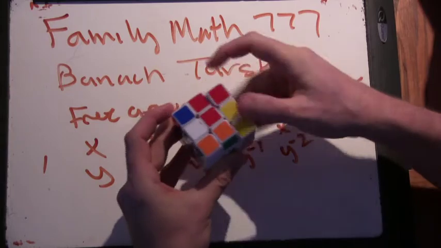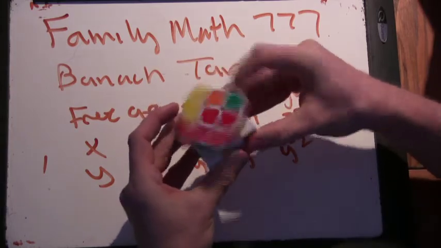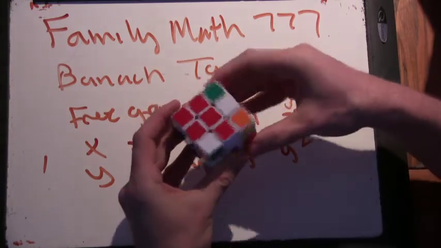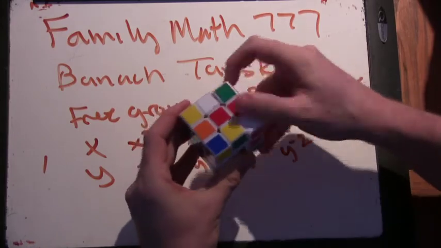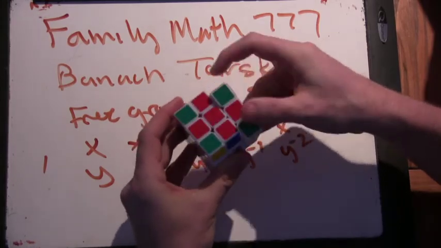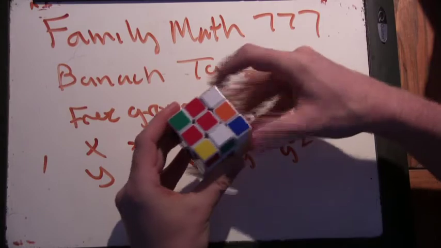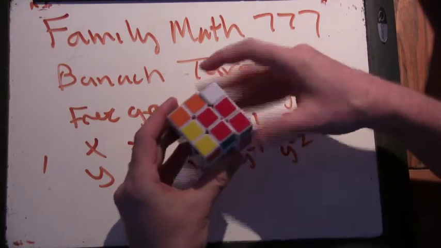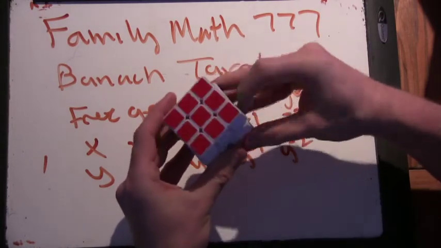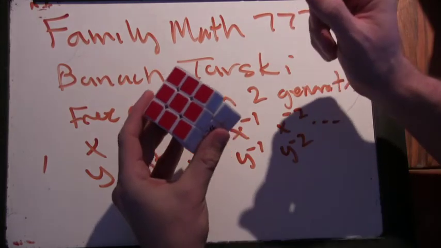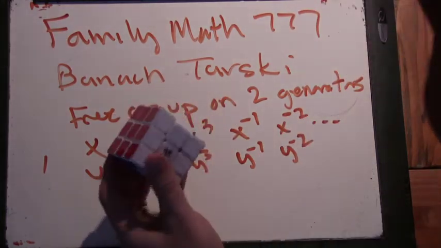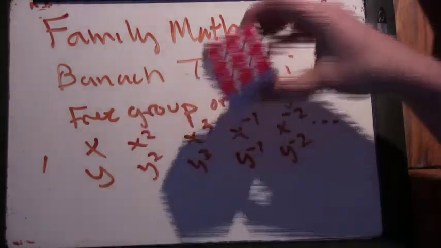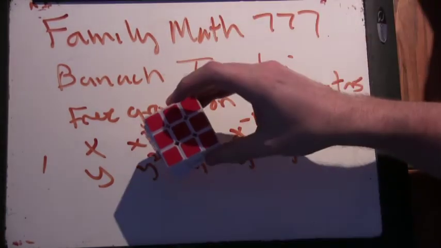Keep doing it. It's hard to say. The cross keeps coming back. We're not really getting... Oh, there we go. So on a cube, if you do a bunch of those x's and y's, eventually you get back to where you started.